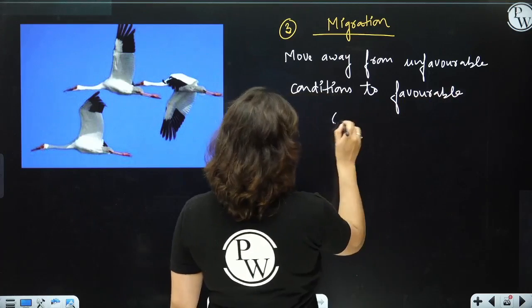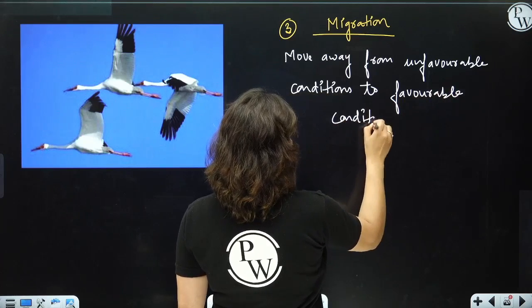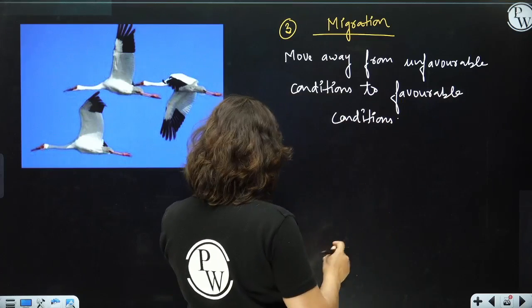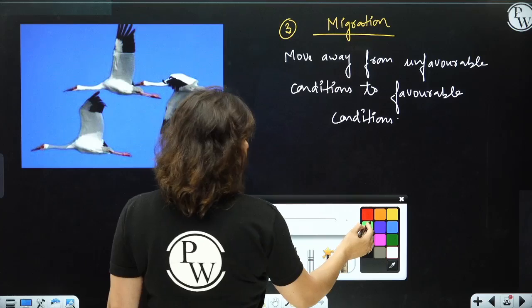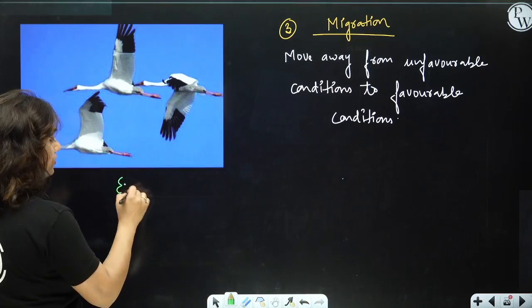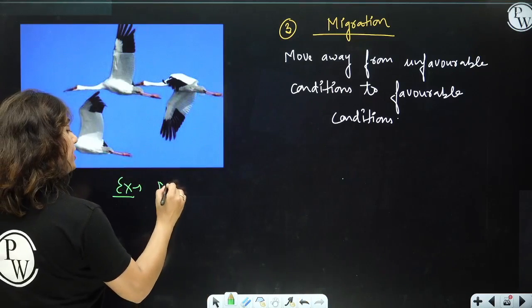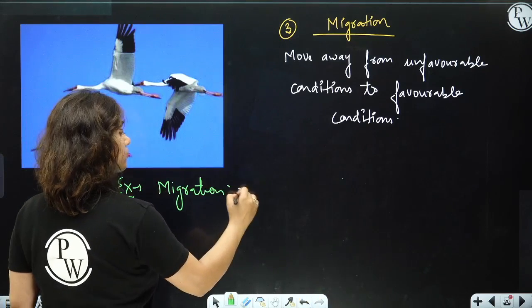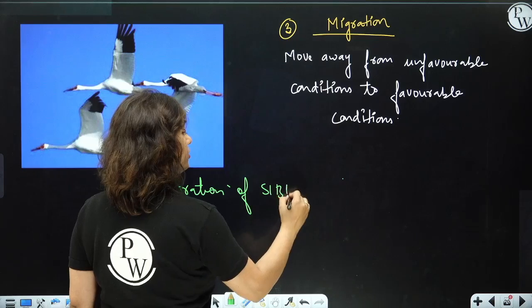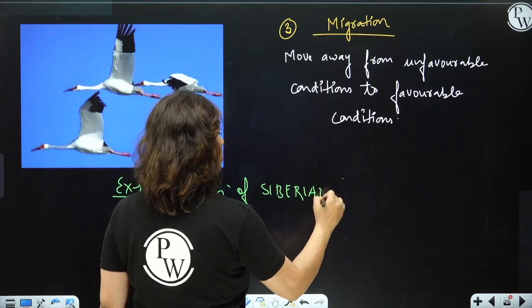To favorable conditions. Okay. Then the example is migration of Siberian crane. This is the Siberian crane you are seeing in the diagram.